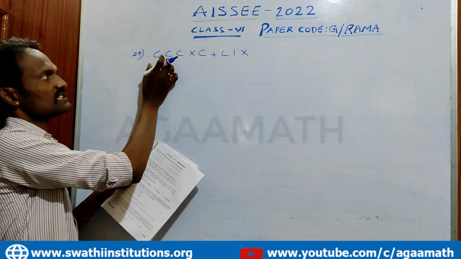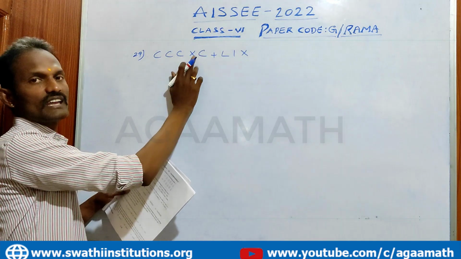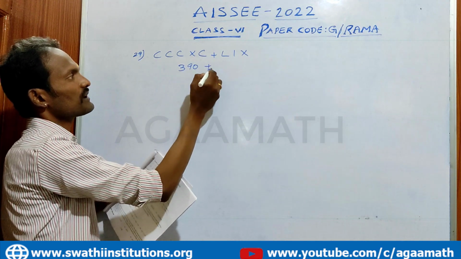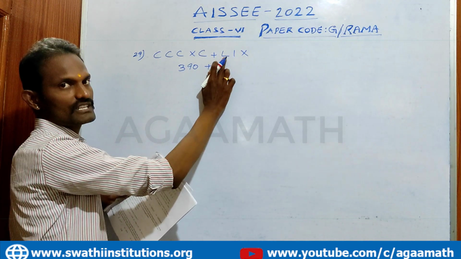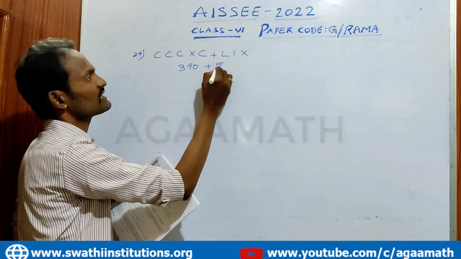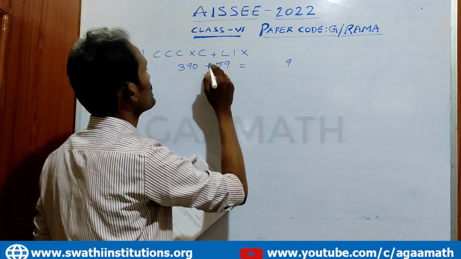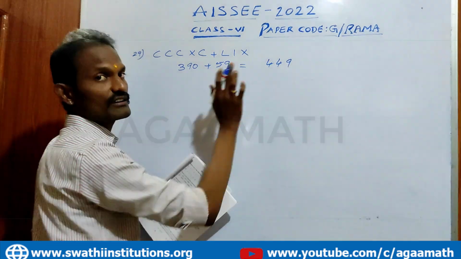According to that, this C is nothing but 100, 100, 100, 300. XC in the sense 90. So that is 390 plus 50. IX is nothing but 9. L means 50. IX is 9. So that is 59. So now if I add these, like I get 9. 5 plus 9, 14, 1, and that is 449.